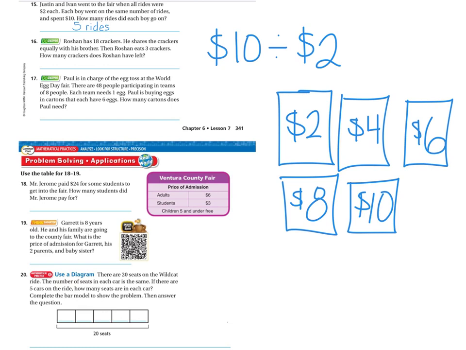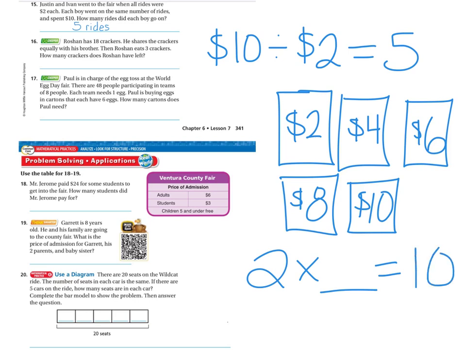So if each of these groups represents one ride, they would ride 1, 2, 3, 4, 5 rides each. $10 divided by $2 will give us 5 rides. You could have also thought 2 times what equals 10. 2 times 5 equals 10.